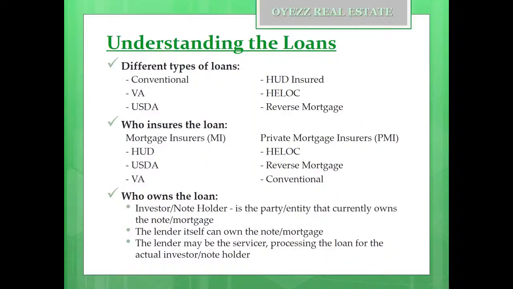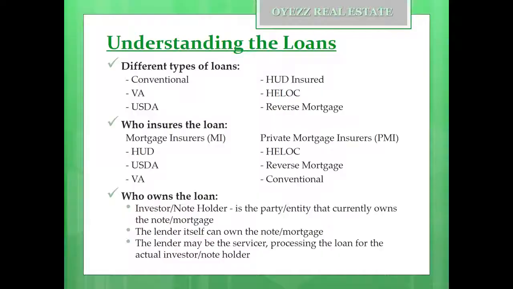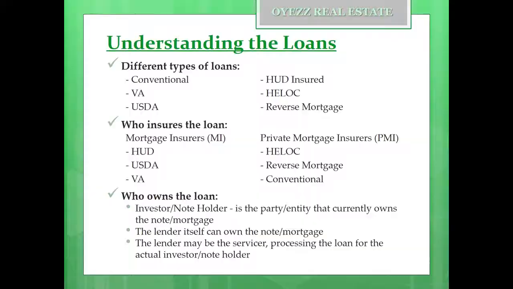So in this Academy case study, we're using Chase. Chase can actually own the note that we're working with. Then there is the lender who could actually be the servicer for processing the loan that the investor owns. So I'm going to recap that just to catch up. You need to know 3 things right off the bat: the different types of loans, who insures the loans, and then who owns the note. Those are very important to understand.